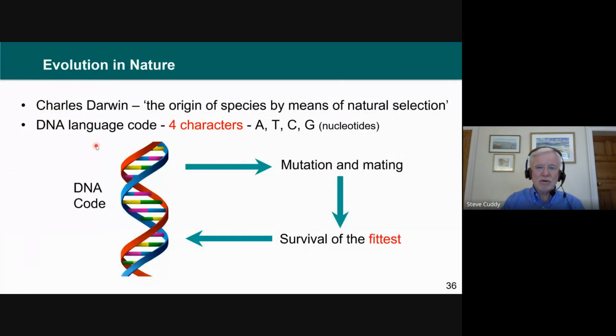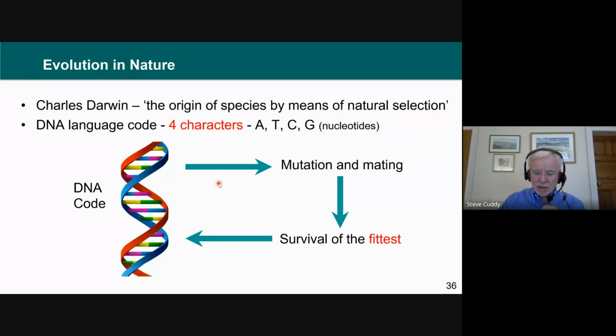Let me tell you about the original evolution of species, as described by Charles Darwin in his book, The Origin of Species by Natural Selection. We've got a DNA language code, and over millions of years, by mutation and mating, we evolve better and better species, more fit for the environment. So we've got survival of the fittest. That's why we have a fitness function. So that is evolution in nature.